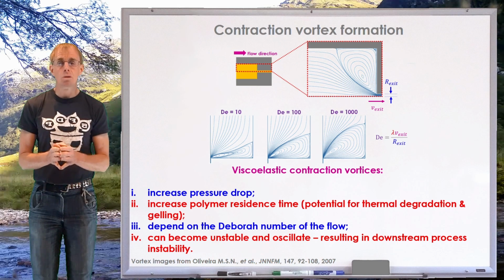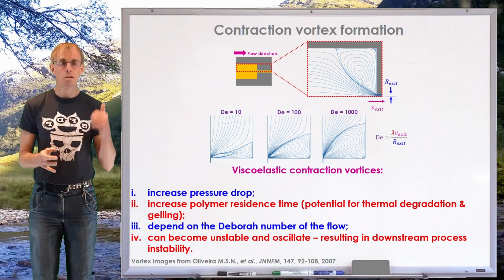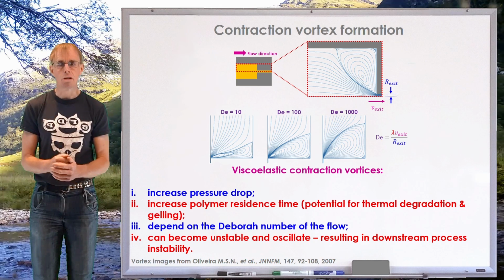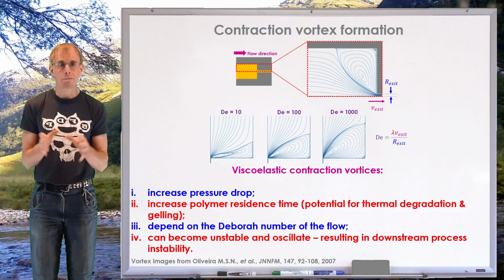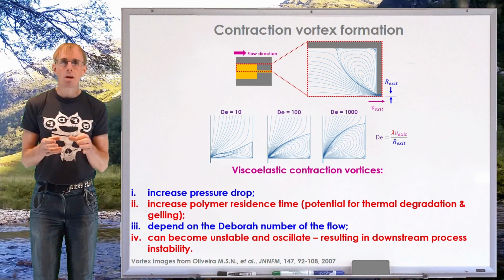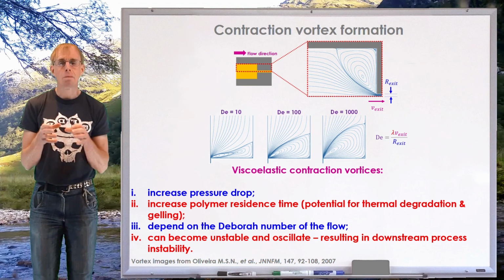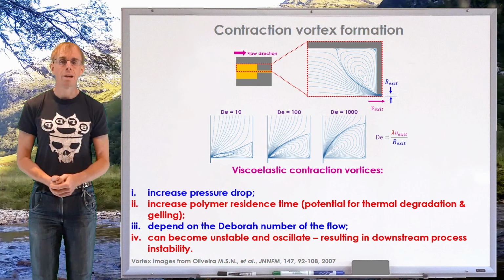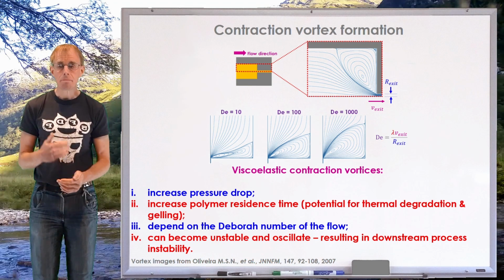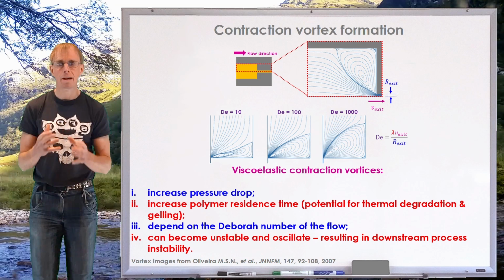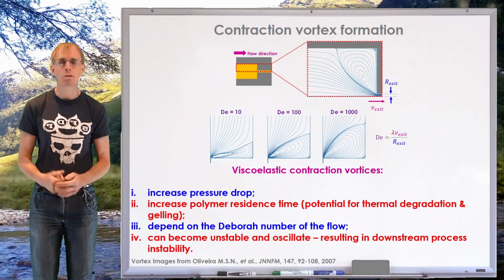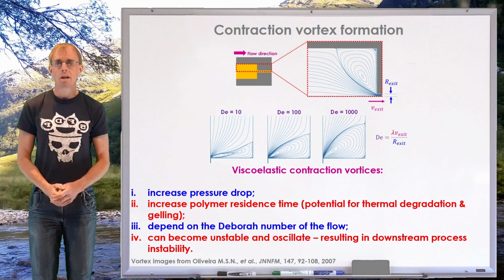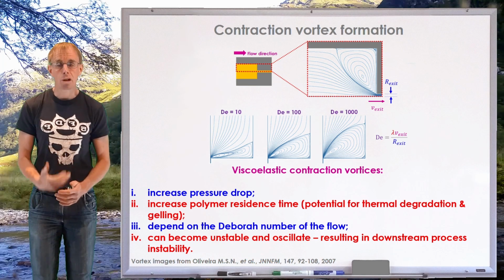If we've actually got the full picture of the die, because I've only put half of the die on the screen there because the die is symmetric, for a stable vortex we'll have a symmetric vortex pair. For an unstable vortex, that vortex pair will oscillate, and those oscillations can influence what happens downstream of the die. And so if you've got an unstable vortex pair, you can actually end up with downstream process instability as well, which directly affects the shape and form of the extrudate. So contraction vortices are important to know about.